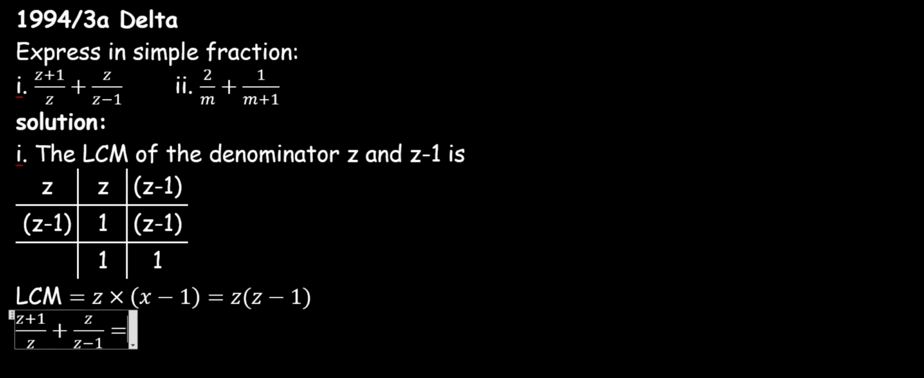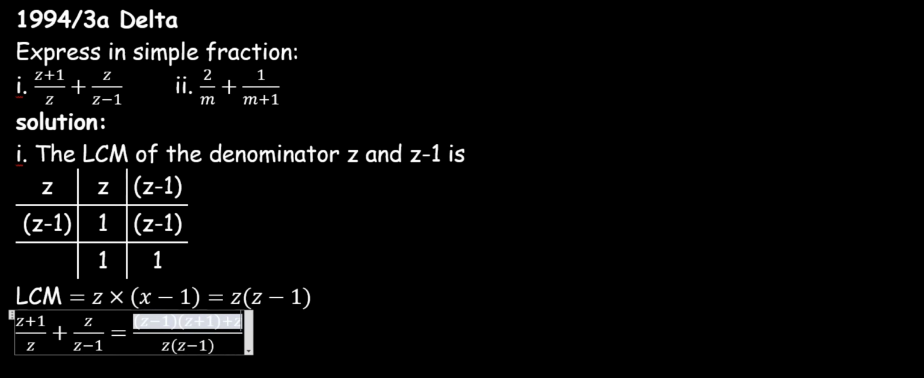be equal to, since we have our denominator as z into (z minus 1), which is our LCM. Now when we divide the first term, z divided, we are left with z minus 1. So z minus 1 will now multiply the numerator z plus 1. Then we have plus again, and we are now left with z minus 1 dividing z into z minus 1. And you know what will happen?